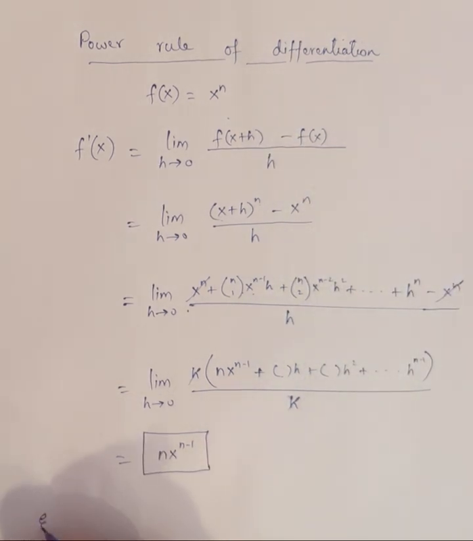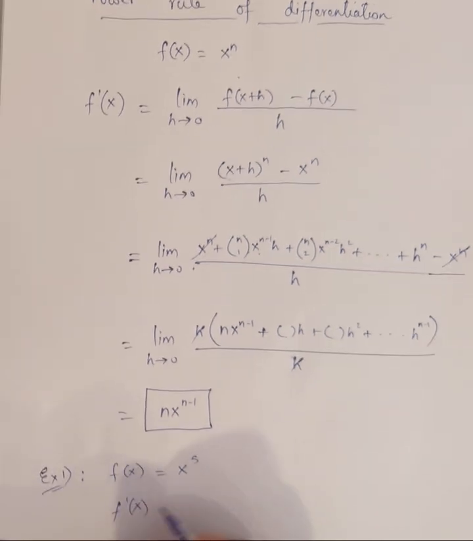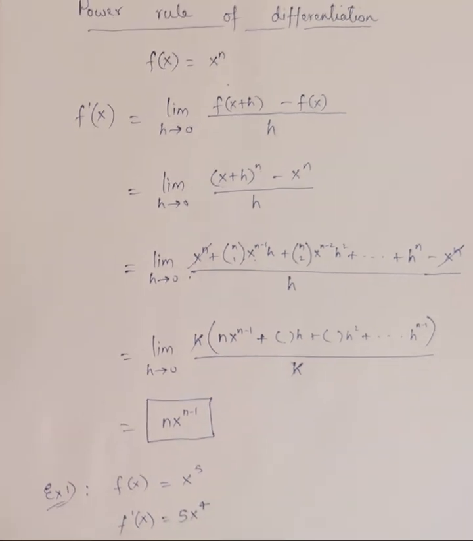So if you ever have to find the derivative of, say, x to the 5th, then the formula says move that exponent 5 to the front, and then x to the power, the new exponent is 1 less. So it would be 5x to the 4.